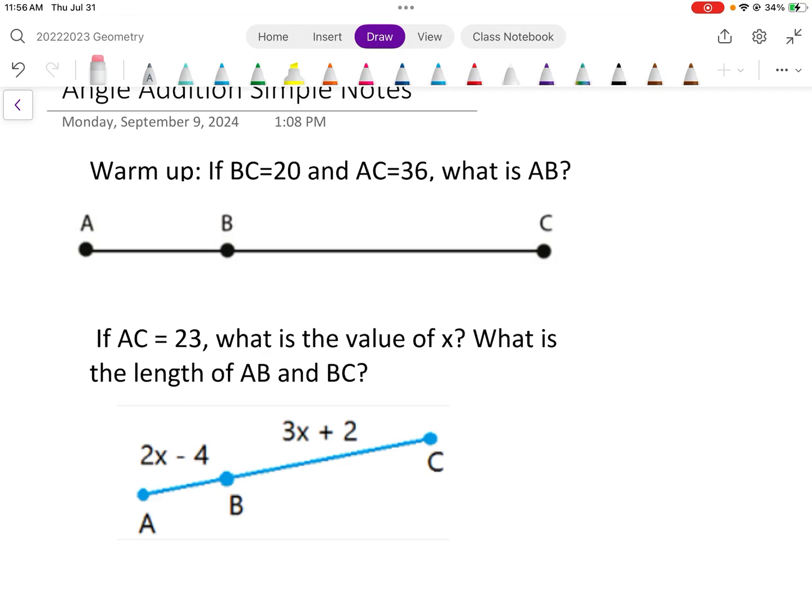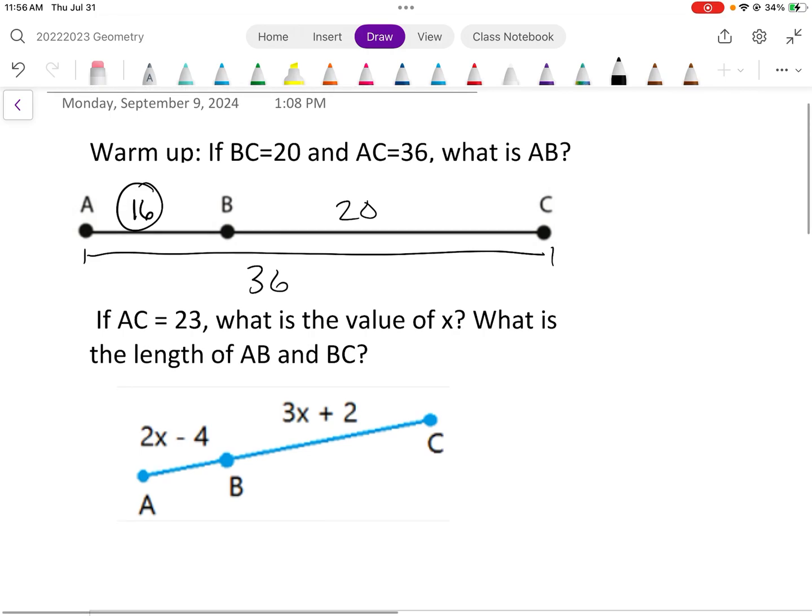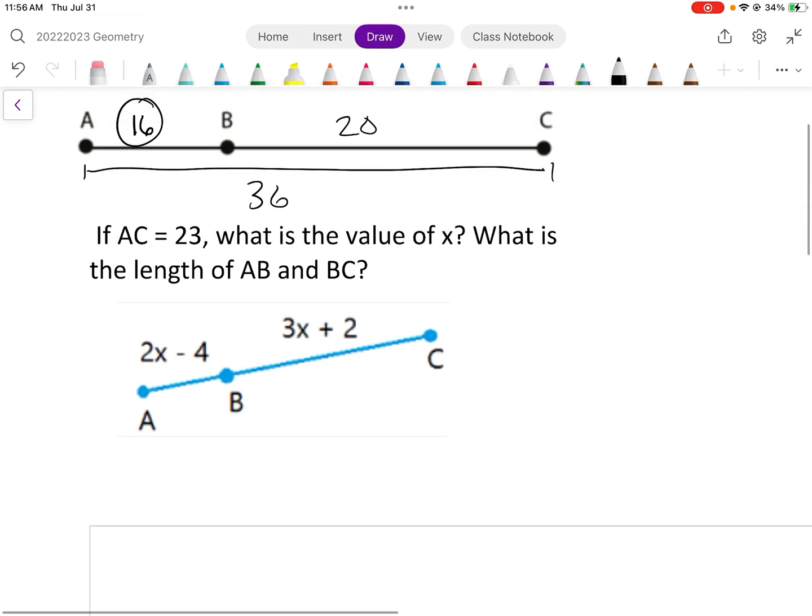Remember, part plus part equals whole. So BC is 20, AC is the whole thing, which is 36. What is AB? This one's super easy, okay? So the whole thing is 36 minus the 20. That means AB has to be 16. You just subtract.